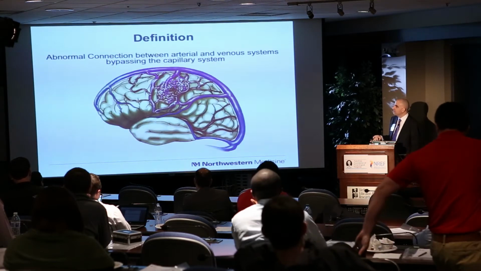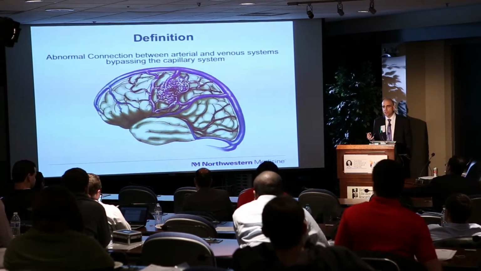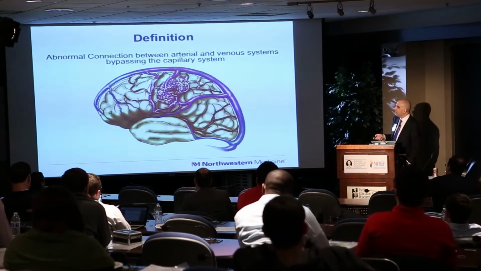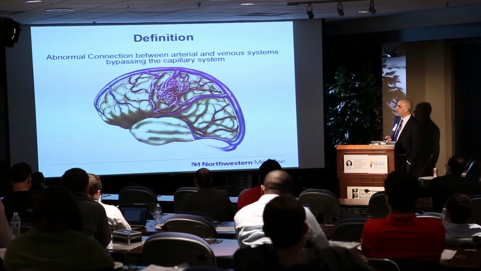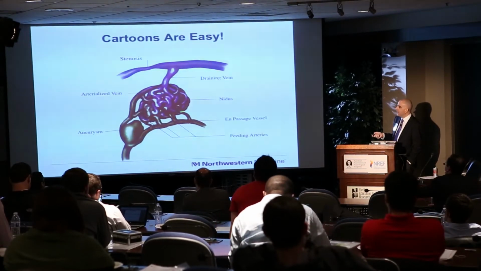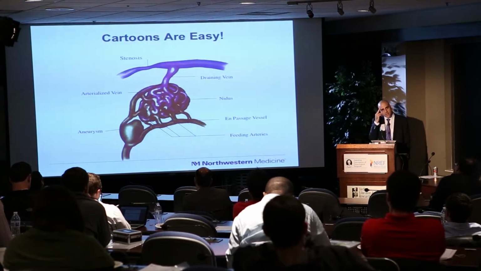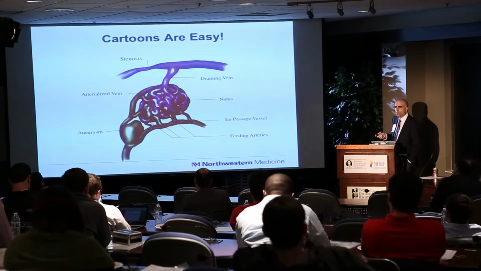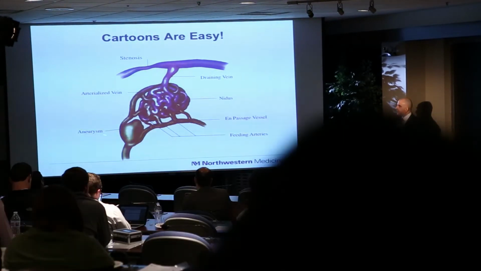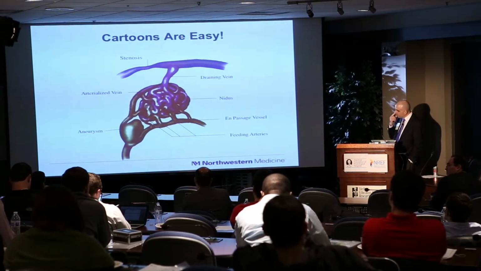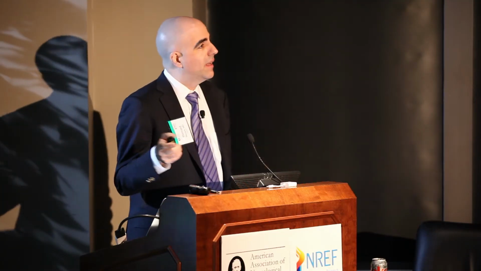Some disclosures. Cartoons are nice to look at. They're simplified, but they do tell you a little bit about AVMs, but not everything. This is a good cartoon as a checklist of what you need to think about when you look at an AVM. You need to consider associated aneurysms. You need to understand the nidus. But don't forget the draining veins.